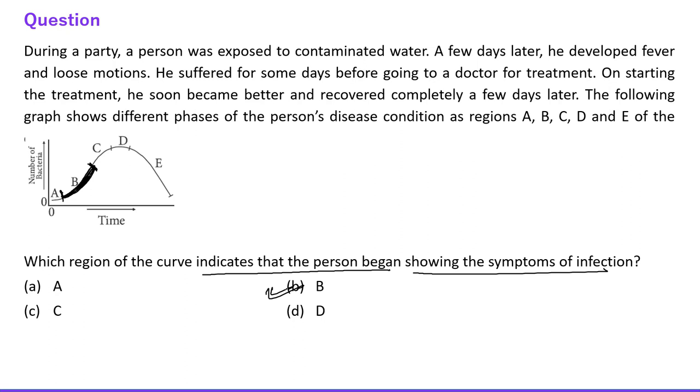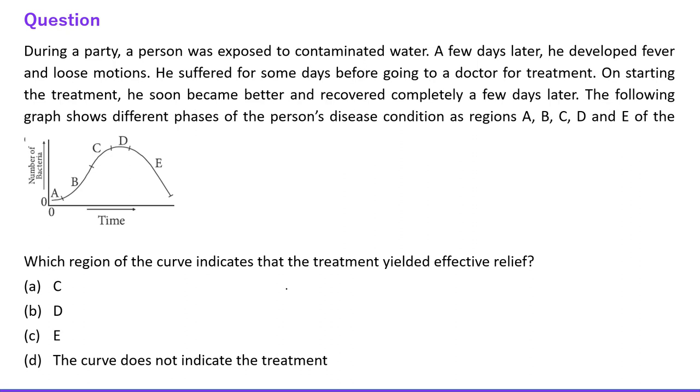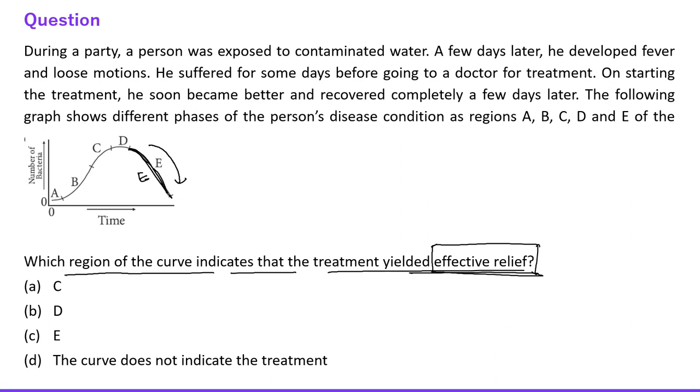Now let's talk about the next question. Which region of the curve indicates that the treatment yielded effective relief? Effective relief means the infection is getting less. So obviously here, region E shows the effective relief. So option C, region E, is the correct one. Clear? It's a good question, and in fact a simple one also. But yes, you have to develop the thinking according to the question.